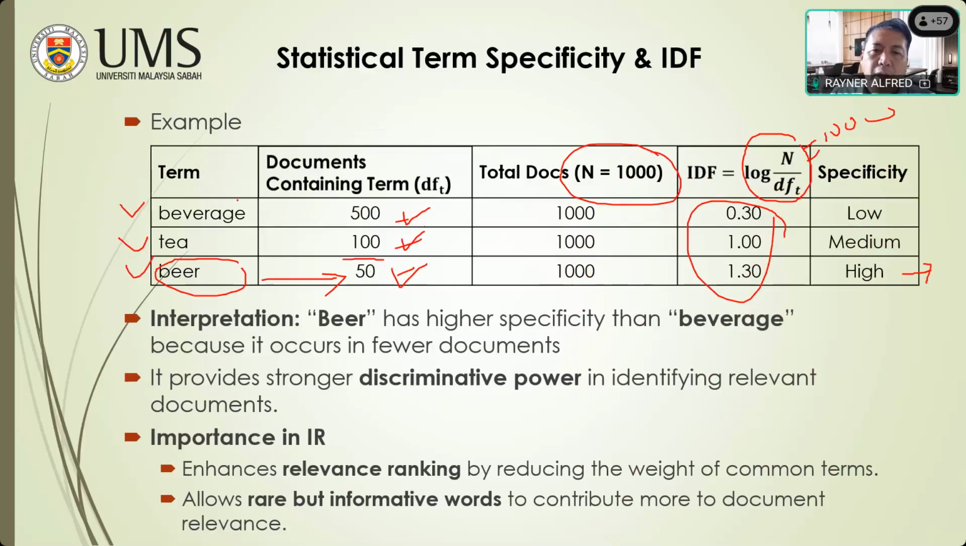Okay, so if this term, for example "beverage", exists in all 1000 documents, that means your IDF will be 0. So 0 means they are meaningless. Okay, so why is this IDF important in information retrieval? Because it enhances the relevance ranking by reducing the weight of common terms. So all those terms that are too general will have less weight, and all those terms that are very specific, very unique, will have higher weight.